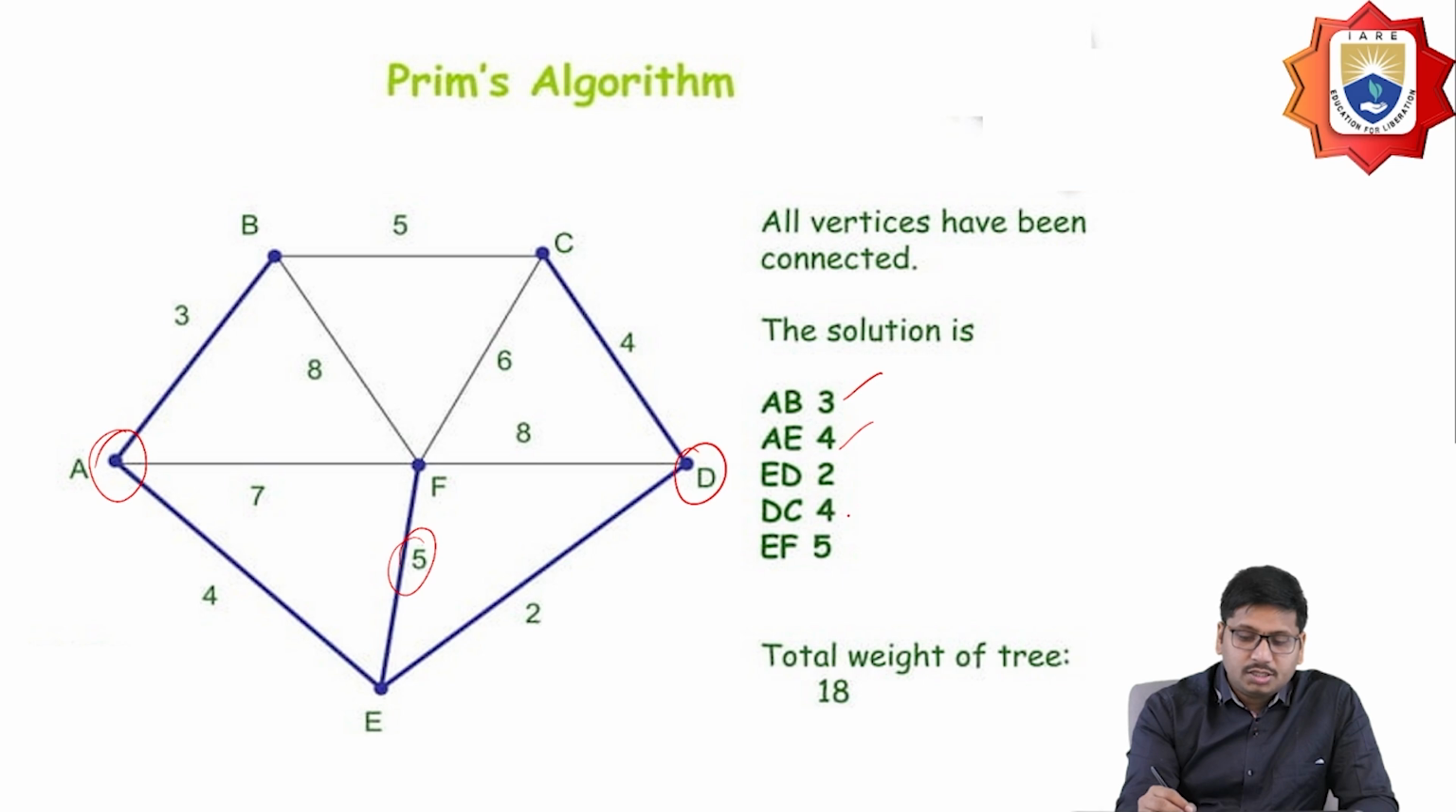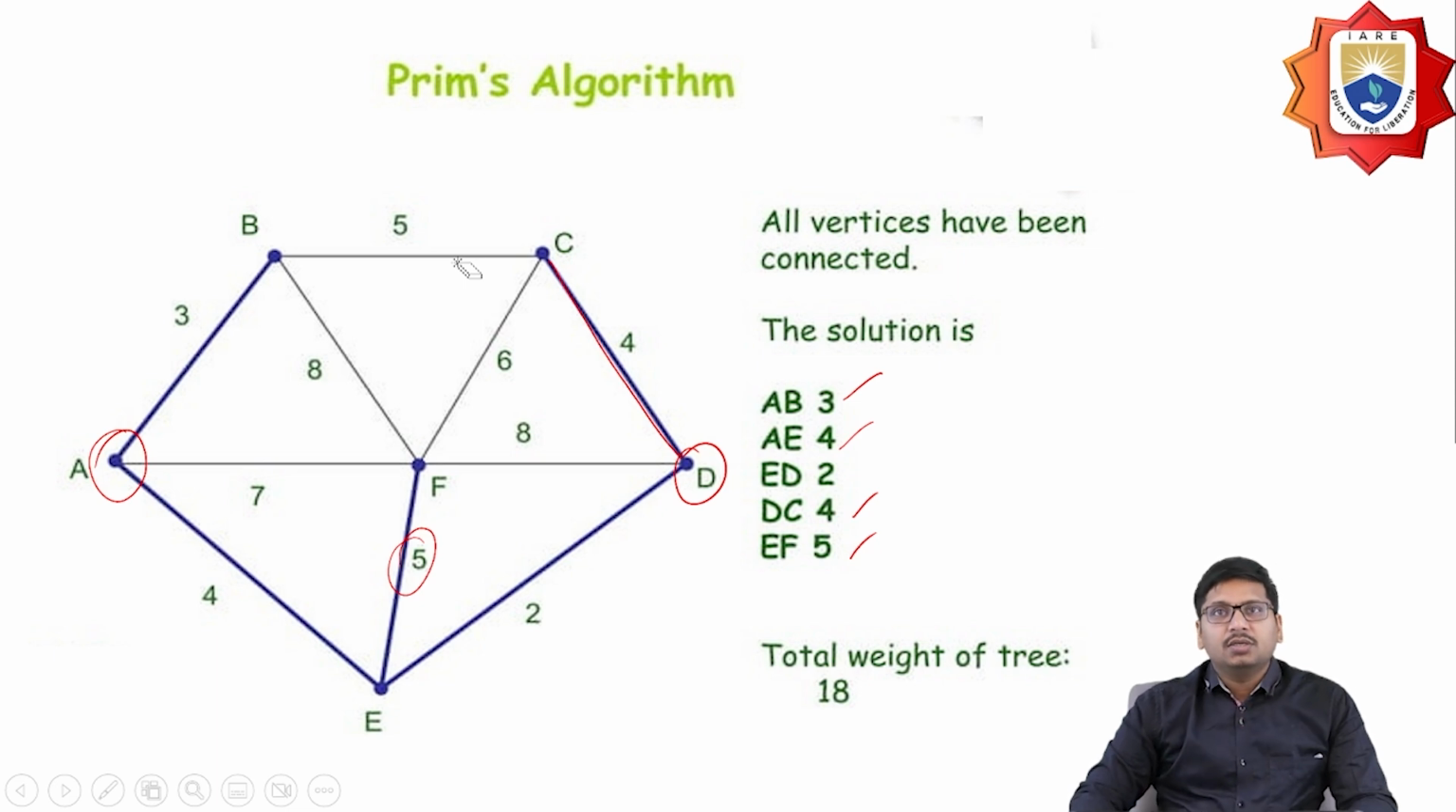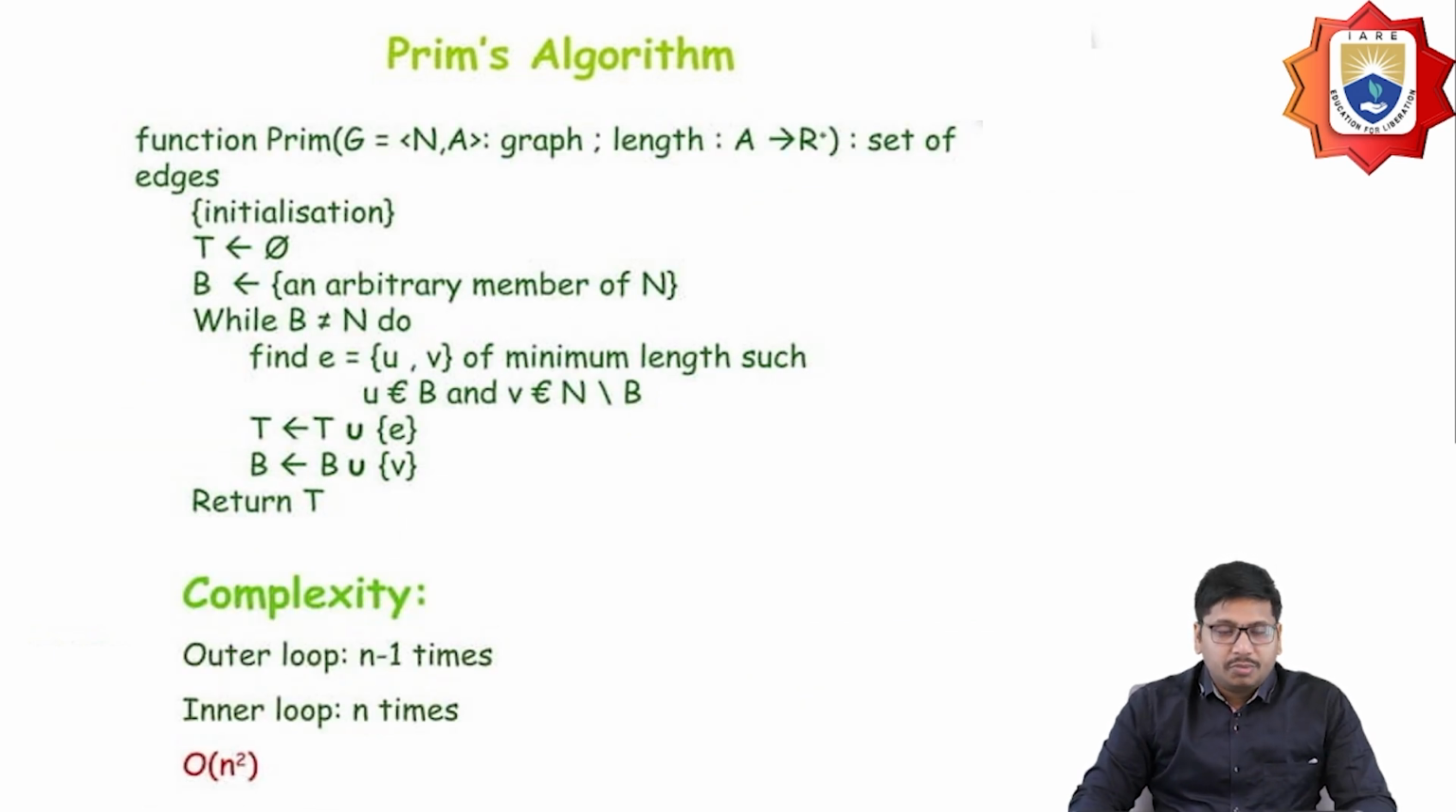And next one, DC is another thing, and EF. So if I'm going to select EB, it is going to form the cycle. That's why I'm going to select this. And what is the algorithm for this one? Prim's algorithm.